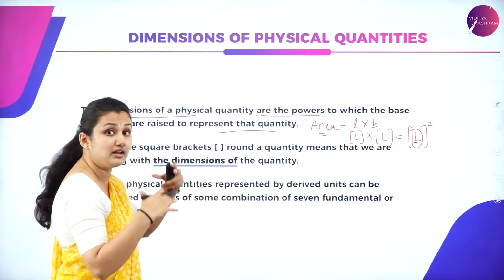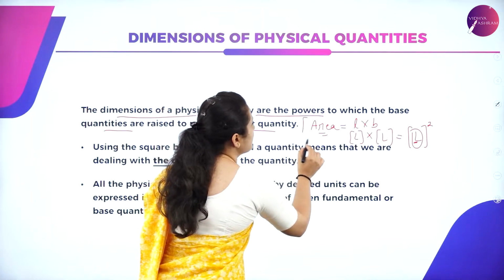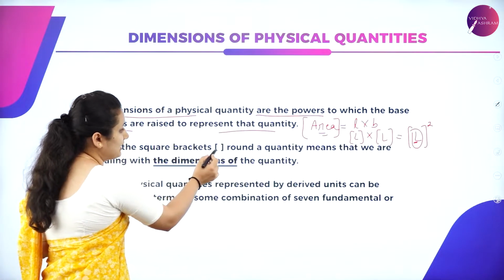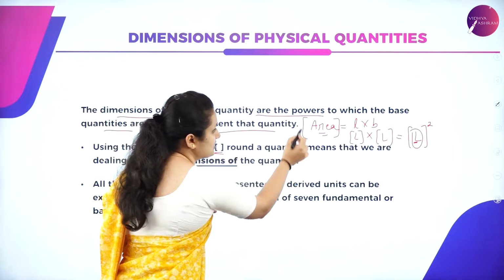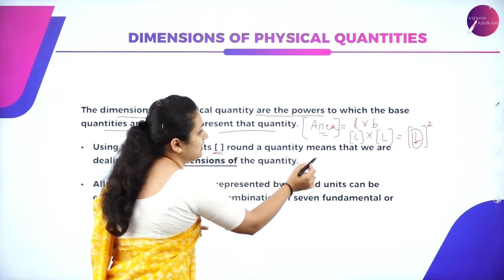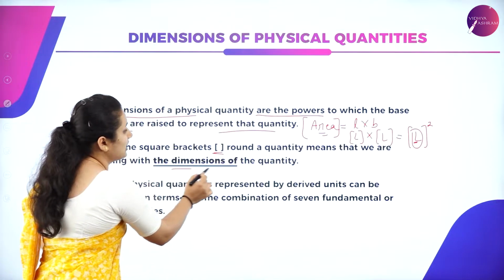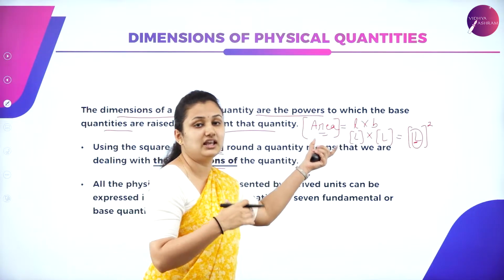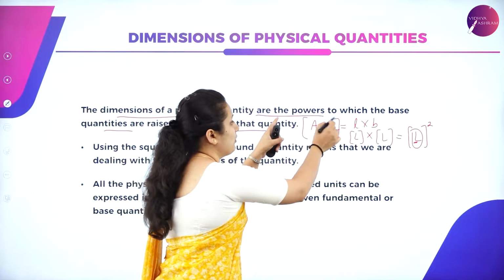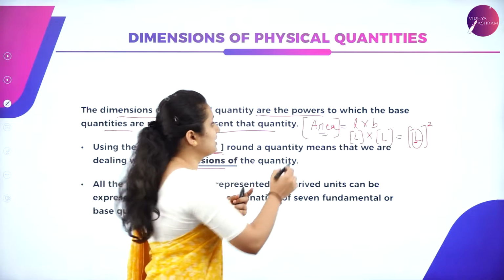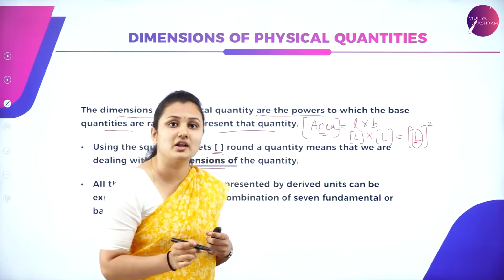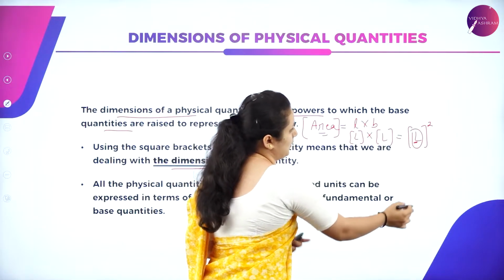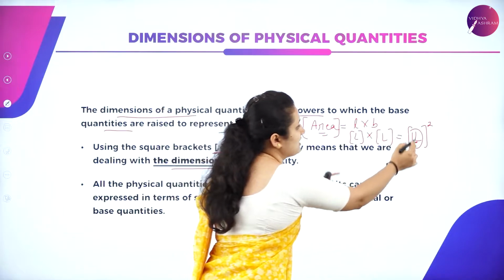When you talk about the dimension of a physical quantity, you will use a square bracket. Why is the square bracket used? Using a square bracket around a physical quantity means that we are dealing with the dimension of the quantity. So, I want to calculate the dimension of this physical quantity. Area is a physical quantity. If I want to calculate the dimension of the physical quantity, we represent it using a square bracket around the quantity. That is equal to length into breadth. L into L is L square. So area is represented as L square.